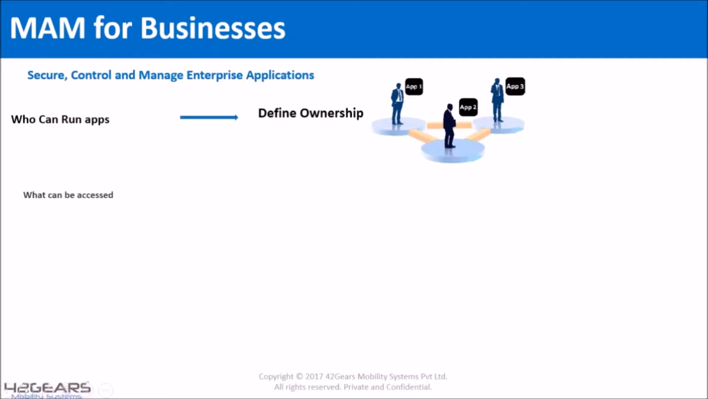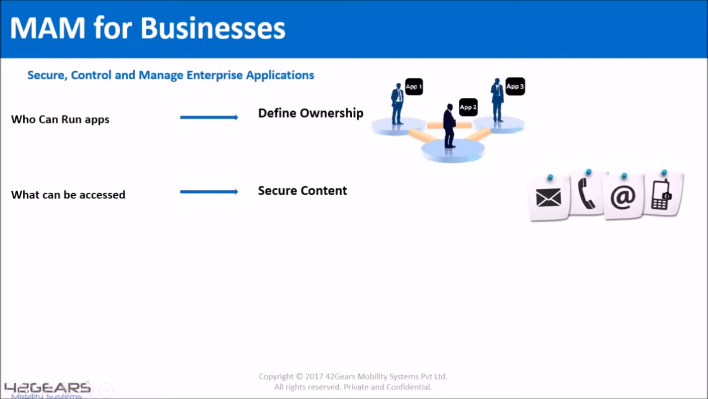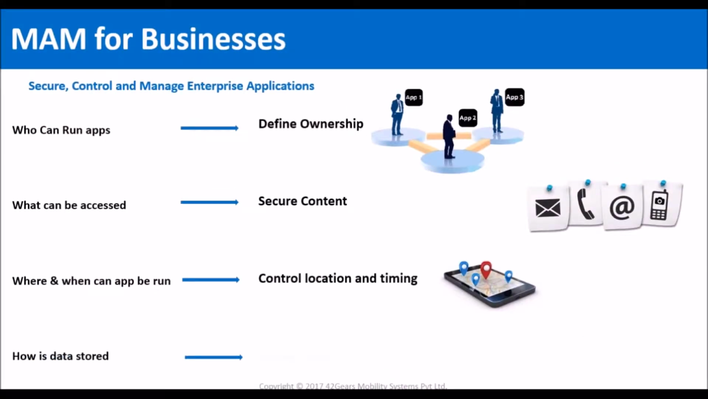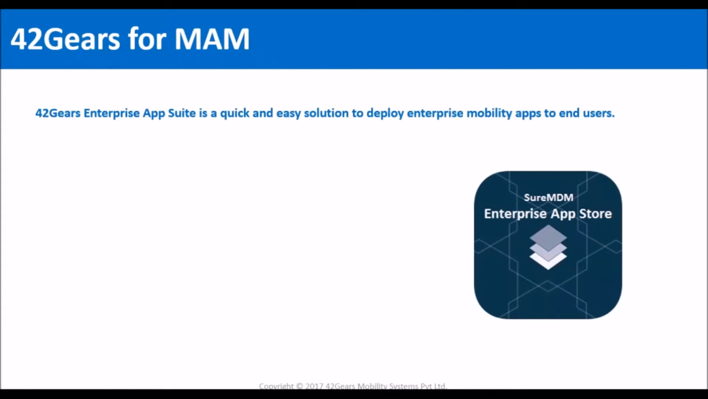The admin can also secure content within the apps, such as contacts, email, and camera functionalities, which can be whitelisted or denied using a MAM solution. The admin can control where and when the apps are to be run. For example, geolocation, time fencing, and network fencing are some of the options made available by MAM solutions. In case of loss or theft of a device, applications can be wiped out to ensure safety of corporate data.